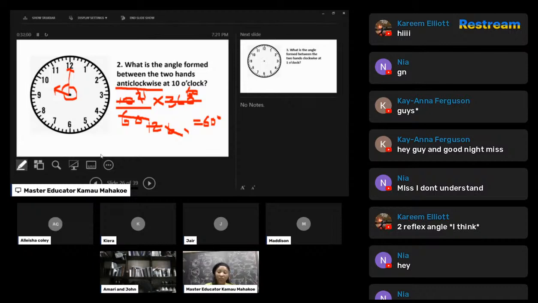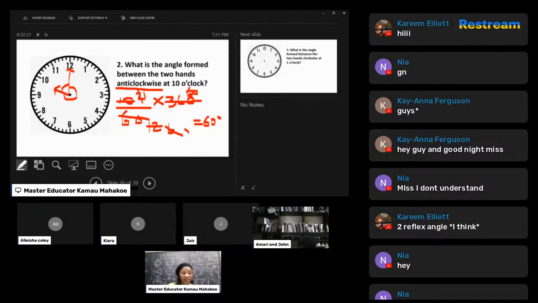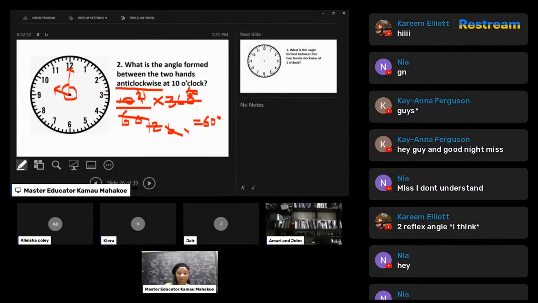But I was also just throwing something in to say, what if we wanted to calculate the clockwise angle from the 12 to the 2 to the 3 to the whatever, going round to 10 in the regular way that the hands of the clock move? All we would need to do is take the 60 degrees from 360 and we would get 300 degrees. So this is 60 degrees, that's 300 degrees. Together they make the full 360.